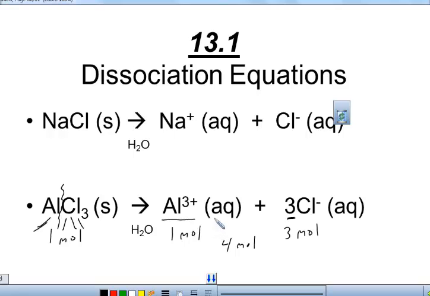I would expect, if I was going to light the light bulb like we did back in chapter 6, this to light the bulb brighter, because it has more ions. Here, if I dissolve 1 mole of this, I only have 2 moles total. So I have twice as many moles here, so I'd expect it to be twice as bright.